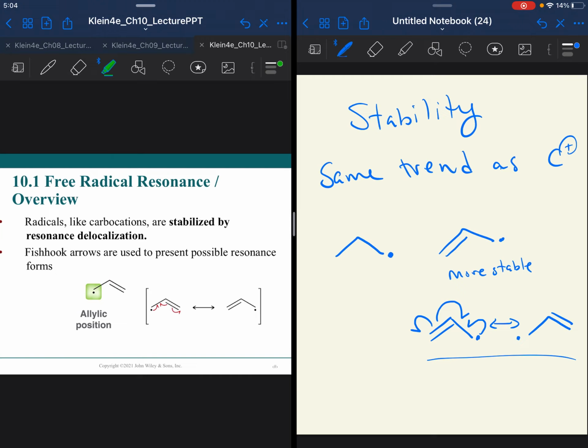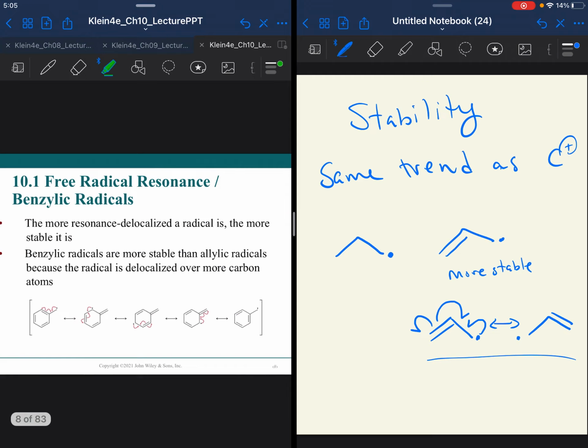Oh, and I knew this slide existed. I just wasn't sure where it was coming. But it's just another way to show you that radicals can also experience resonance. Again, it's just a distribution of electrons, and resonance is always stabilizing.